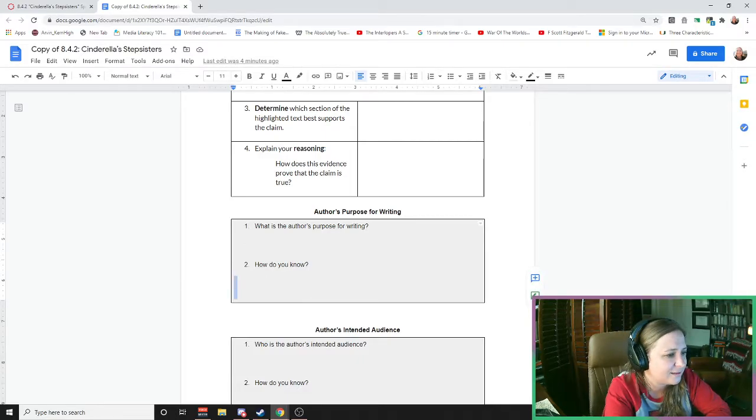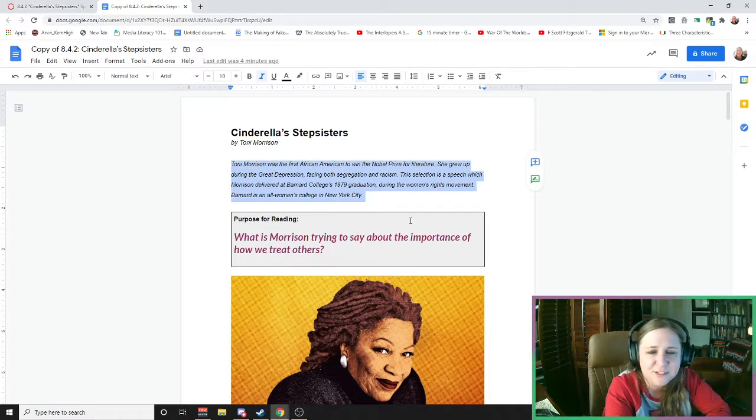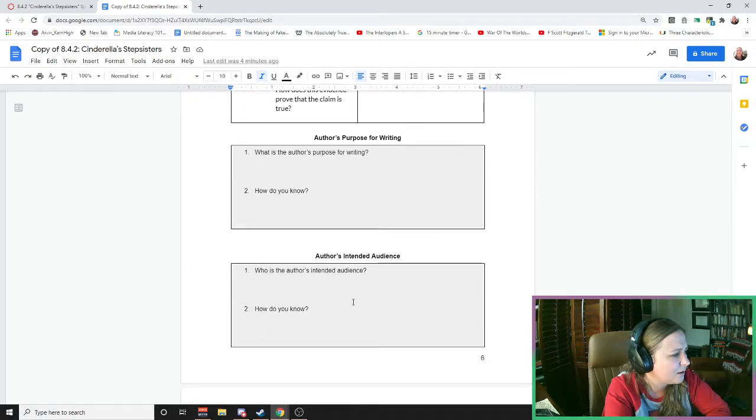Okay? And you know what? I give you some clues up here at the top, right? I give you a brief description as to what she's doing and who she's talking to. Okay, don't forget to reference that. Don't forget to reread that. Okay, and then down here, who is the author's intended audience? How do you know?